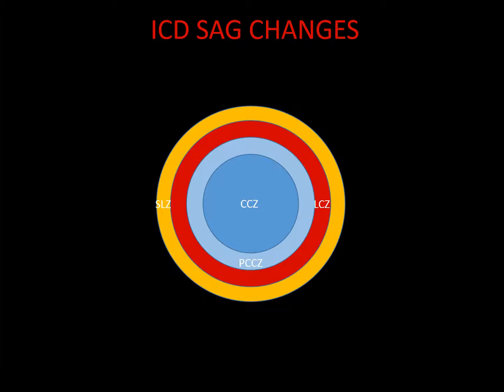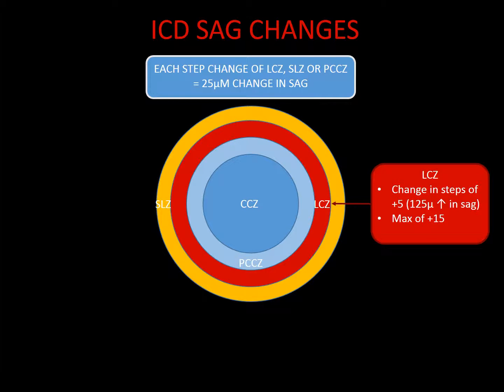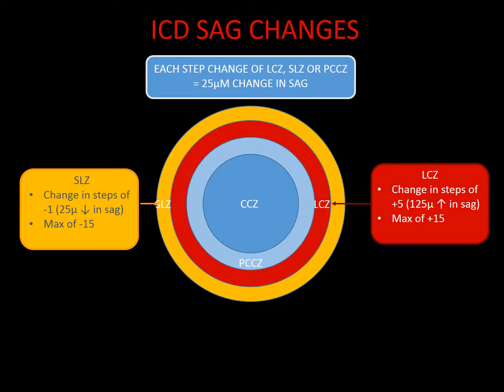Any changes you make to the limbal clearance zone or scleral landing zone will change the overall sag of the lens, and this should be borne in mind when fitting these lenses. Each step change will create 25 microns of change in the sag. If you increase the limbal clearance zone by 5 steps, this will increase the overall sag of the lens by 125 microns. If you flatten the scleral landing zone by decreasing it by -1, this will decrease the overall sag of the lens by 25 microns.